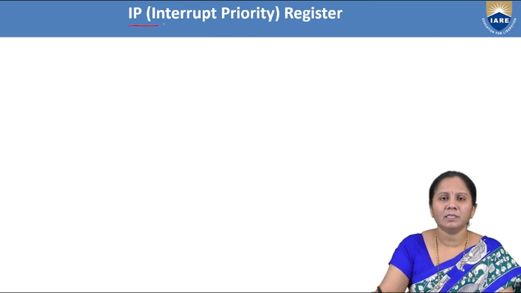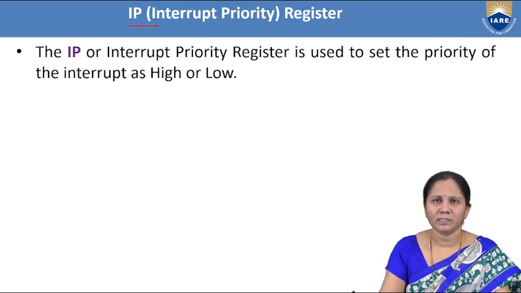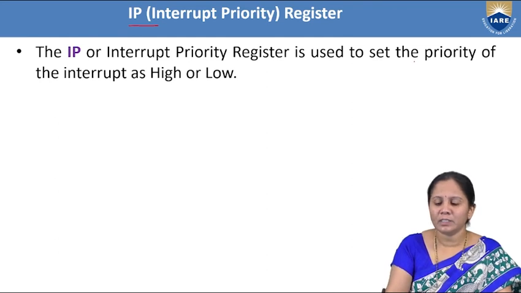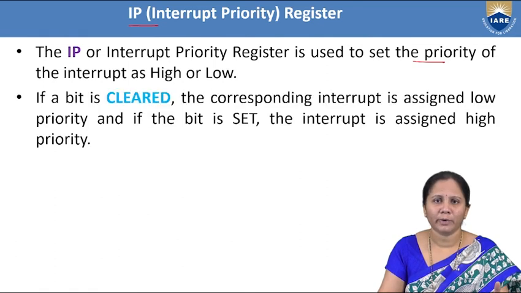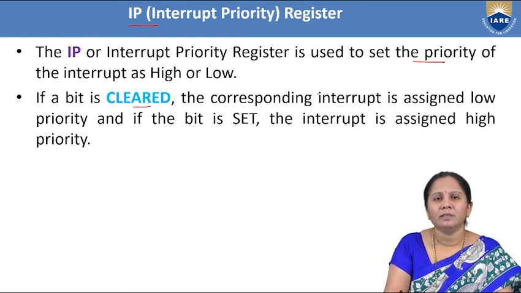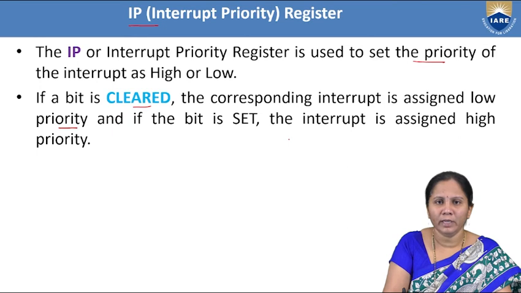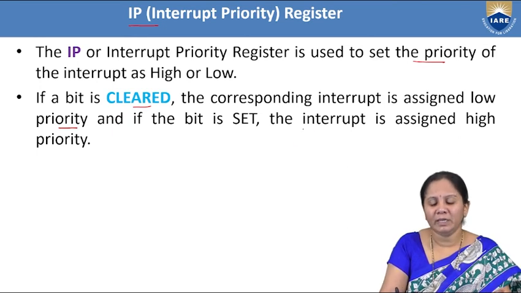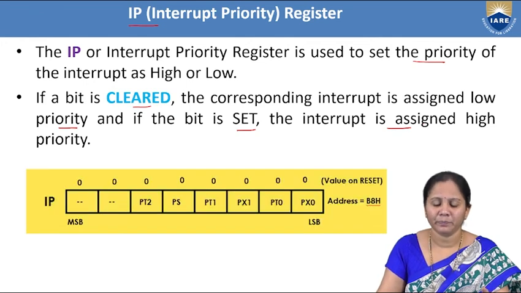Another interrupt register is the IP register, which is called the interrupt priority register. This register is used to set the priority of the interrupt, either to the highest priority or a lower priority. If the bit is cleared, that particular interrupt will be assigned the lowest priority. If the bit is set, that particular interrupt will have the highest priority.